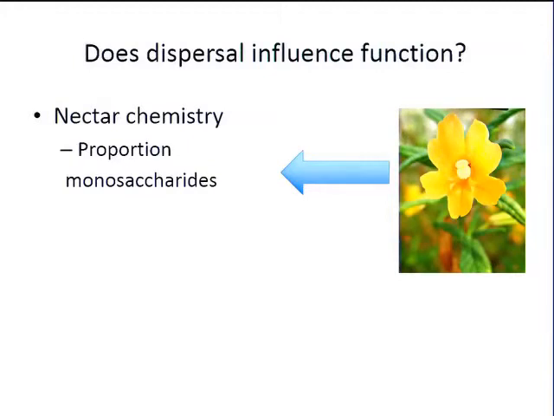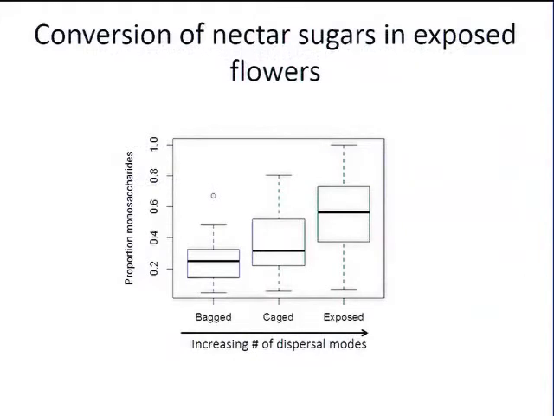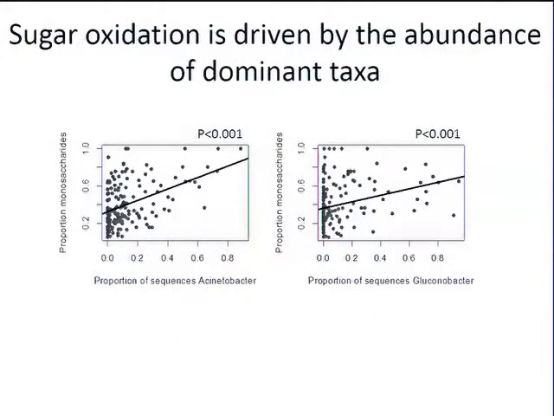Floral nectar starts out at about 20% monosaccharides and will increase with microbial abundance. And we see that indeed, when we increase the number of dispersal modes, we also increase this proportion of monosaccharides, or the degradation of these nectar sugars. We found that this is driven in large part by the abundance of the dominant taxa. So here the proportion of sequences that are Acinetobacter or Gluconobacter are strongly associated with the proportion of monosaccharides in the nectar.